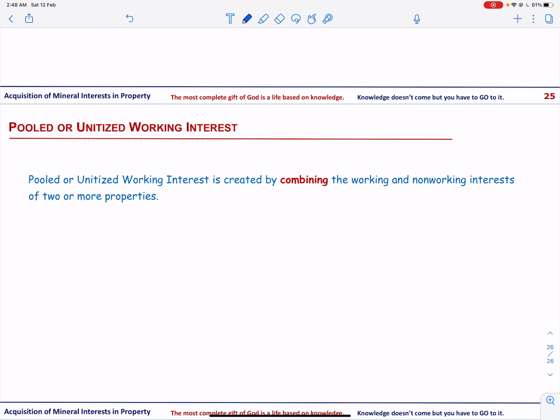Pooling refers to the combining of undrilled acreage to form a drilling unit. A drilling unit is the area that can be drained by a single well. The term unitization refers to a large combination involving an entire producing field or reservoir for purposes of enhanced oil and gas recovery. So this completes this session on acquisition of mineral interests in property.